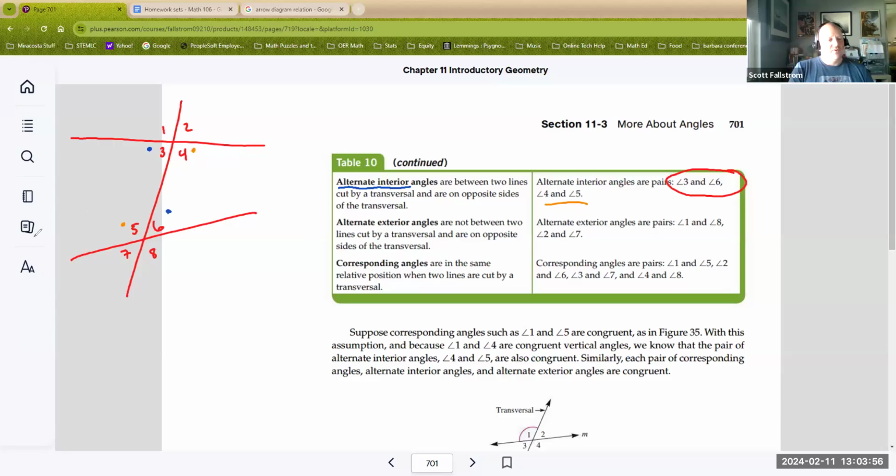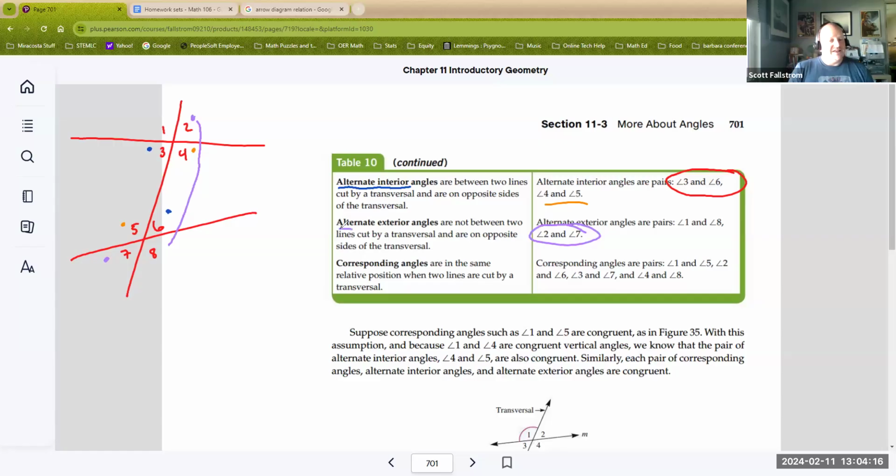And the same thing would be true for exterior, so what's outside. So if I go up here and I say number 2, you can kind of say, okay, that's an exterior angle. So if you trace it down on the same side, you'd get to angle 8, and then you alternate, which means you go to the other side of the transversal. So 2 and 7 are alternate exterior angles.